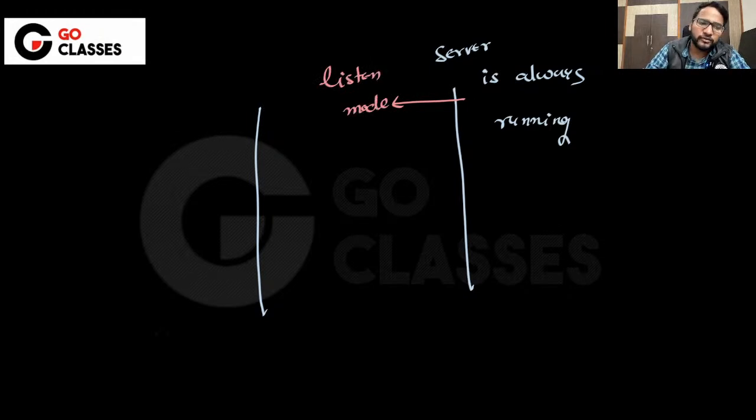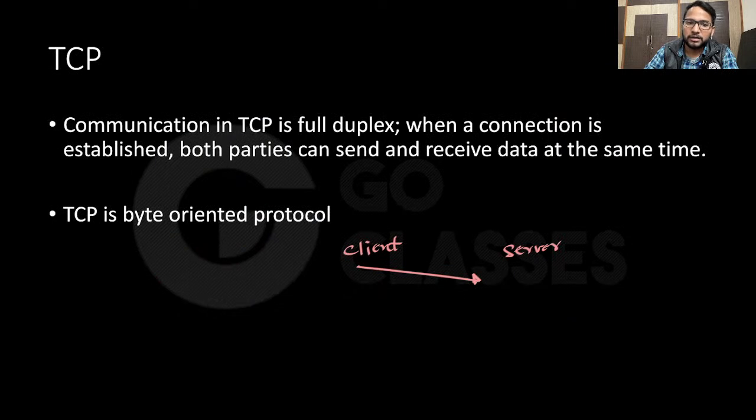So the server is always running. Whenever some client wants, it can communicate with the server. This is just one example that I wanted to give you. Okay, now let's continue.